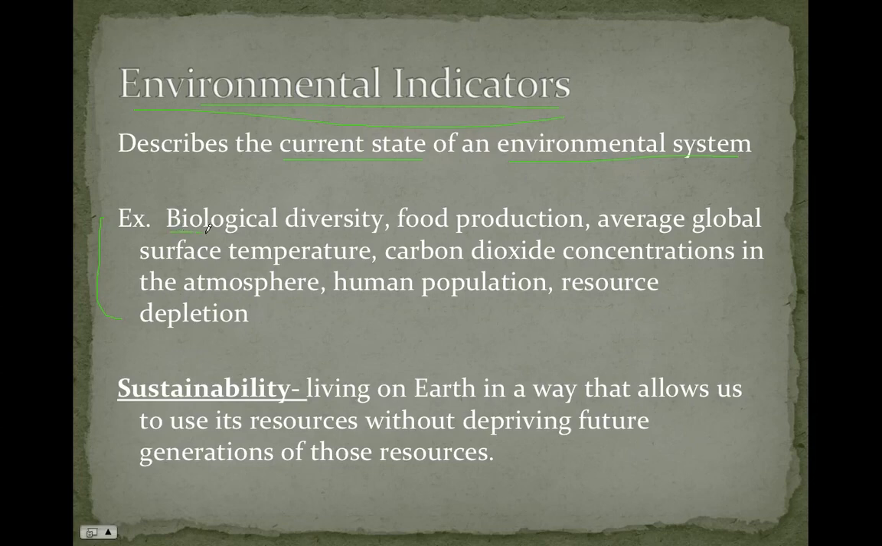So the first and probably the most important environmental indicator is biological diversity. And so we'll be discussing this. Food production is another. How much food can humans produce? Average global surface temperatures and carbon dioxide concentrations. This is coupled, so this is just one. And so we'll talk a lot about that later in this course. Human population, what's the current rate of growth and what do we project it will do in the future.